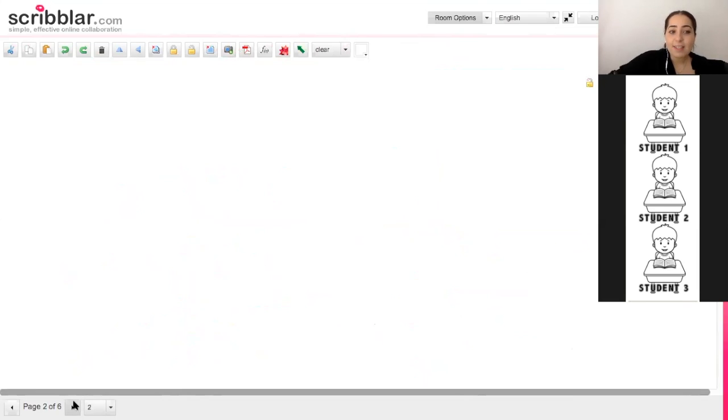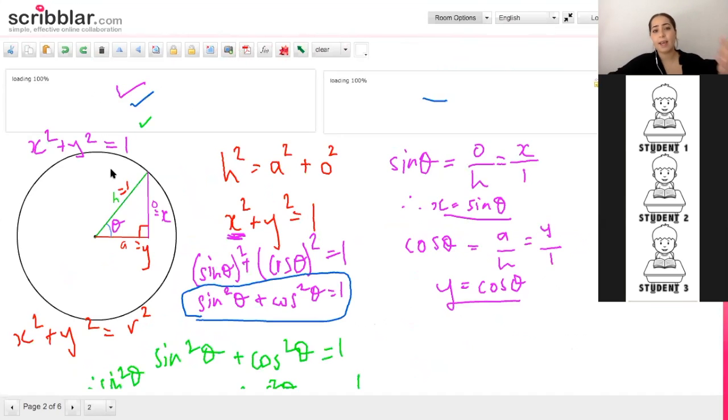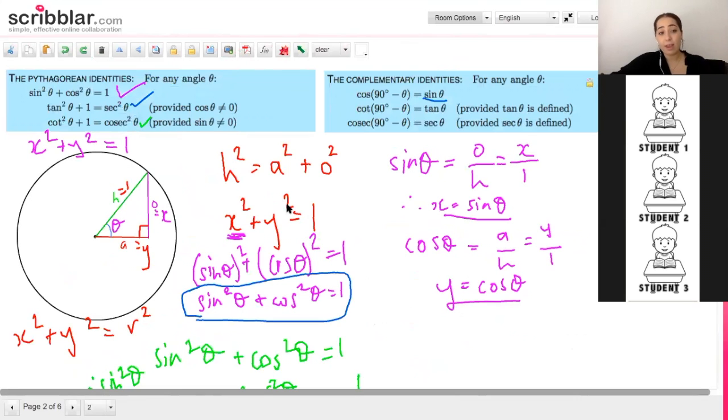That's it, guys. So make sure you know your identities. We didn't really use the sec and the cosec identities much, but they can come up in the same way that these can. So any questions? No. Cool.